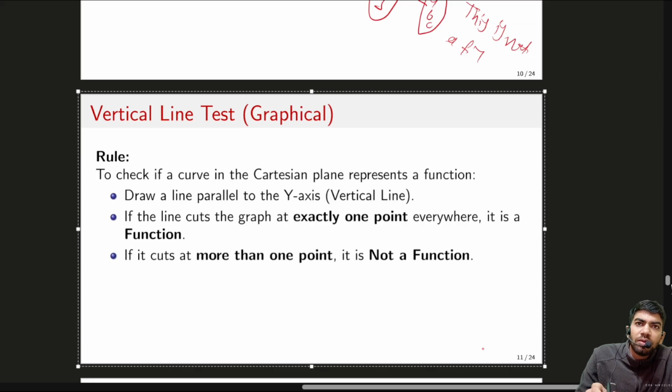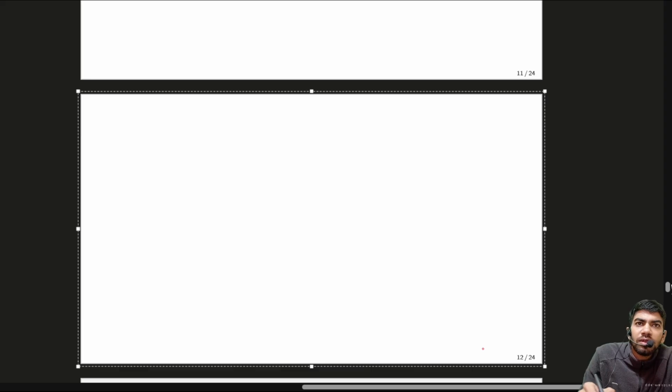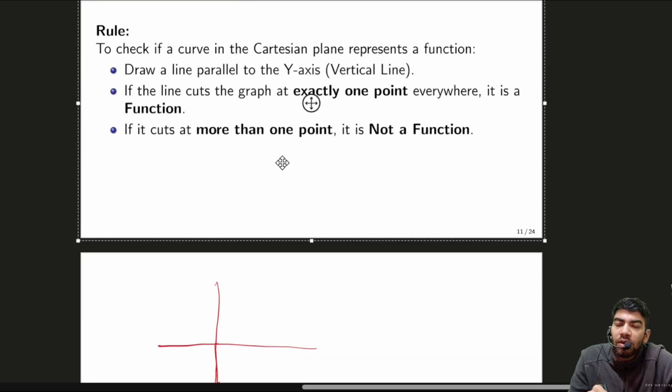The vertical line test checks whether this is a function or not. If we draw a line parallel to the y-axis, and this line cuts exactly 1 point, then this is a function. But if it cuts more than 1 point, then this is not a function.